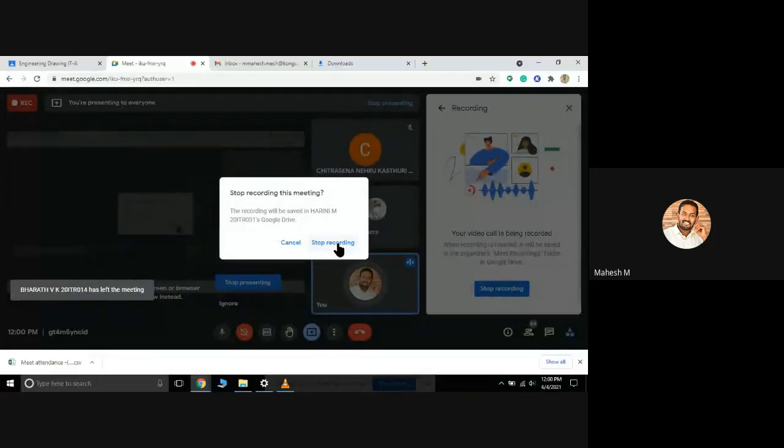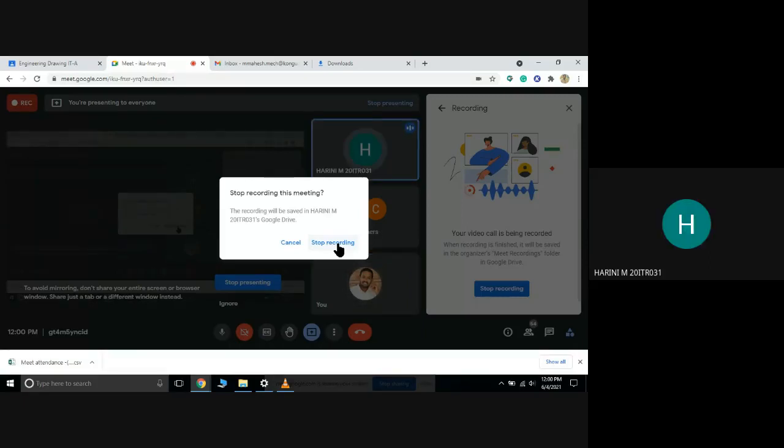So roll number 31. Yes, sir. Please share your recorded video because it is saved in your Google Drive. Okay, sir. Mail ID தெரியுமா? Don't know, sir. Please make a note of it. mahesh.mech MECH @kongu.edu.